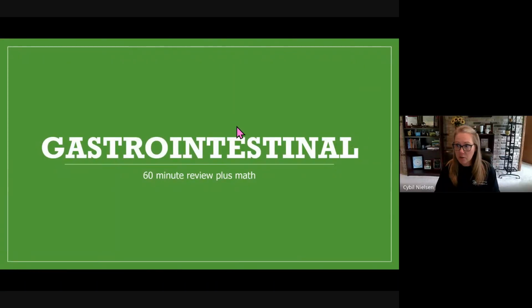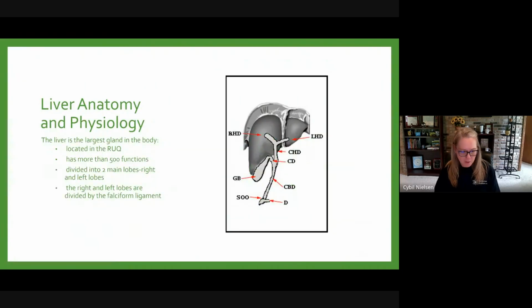All right, we're going to start with GI. Do you do any HIDAs or gastric emptying studies on your job? Yes. Okay, good. All right, so we'll do a little bit of anatomy here, looking at the biliary tree.